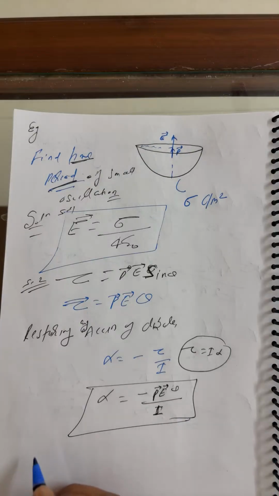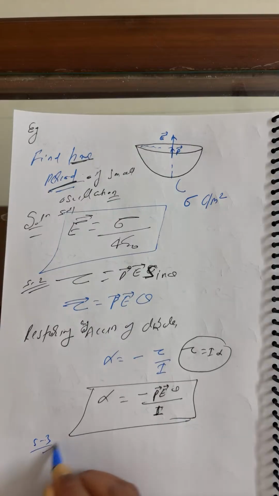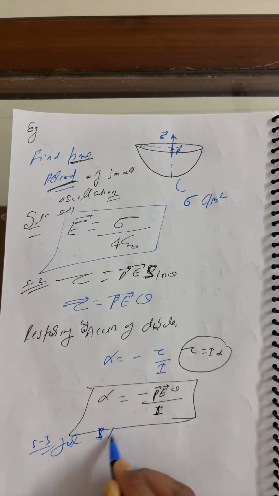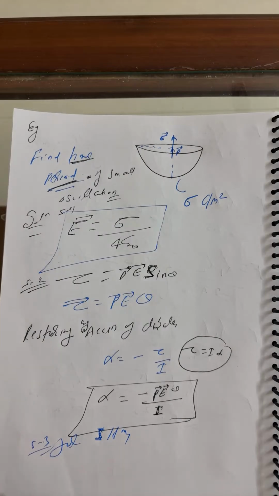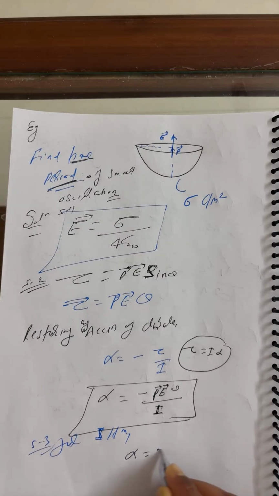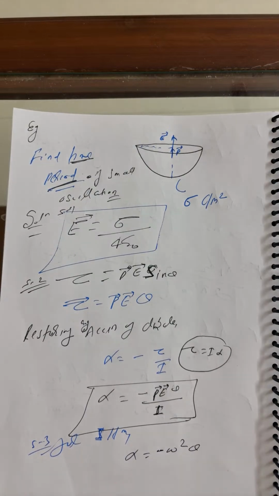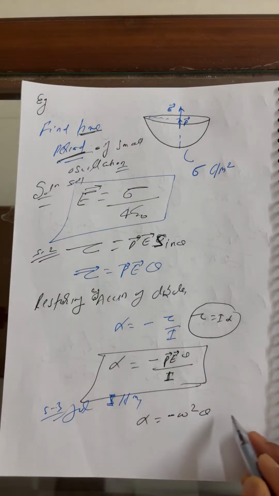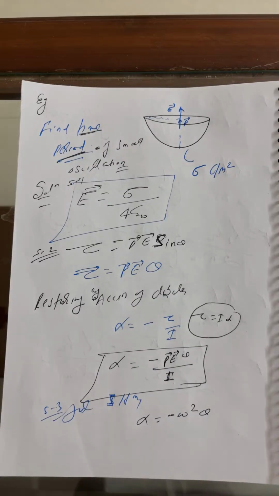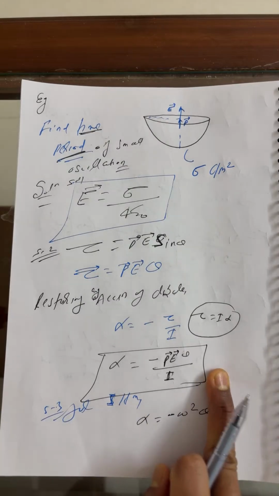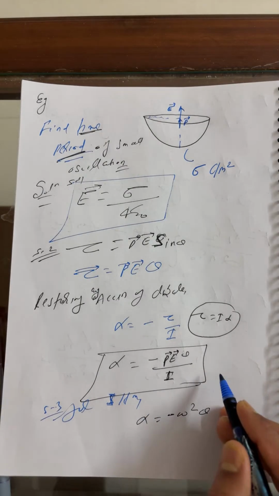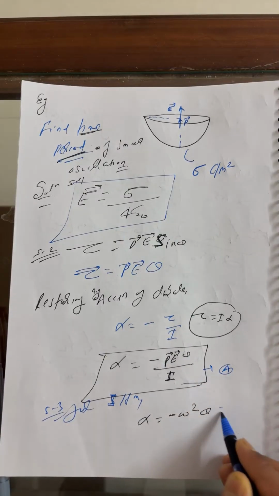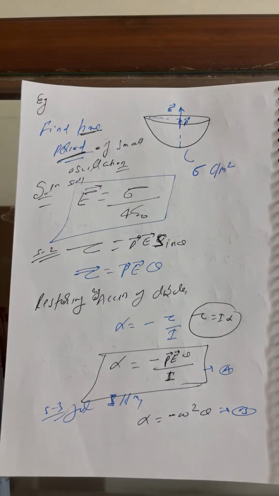So in step three, for SHM, angular SHM, I hope you remember, otherwise I'm writing alpha equals minus omega square into theta. Here this is alpha, and this is again alpha. So do one thing, let us suppose this is equation A and this is equation B. Just equate these two.